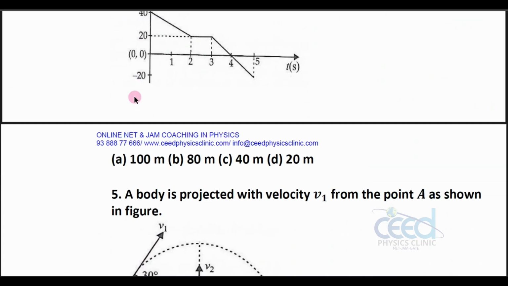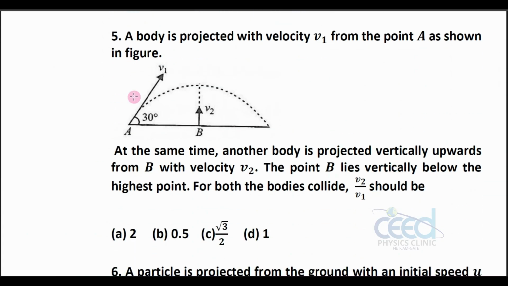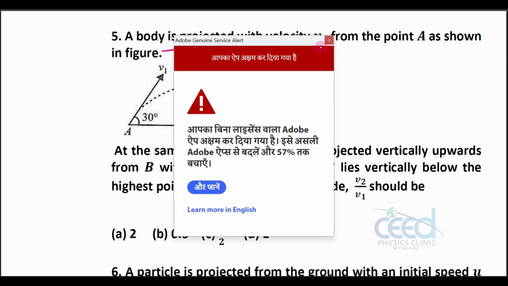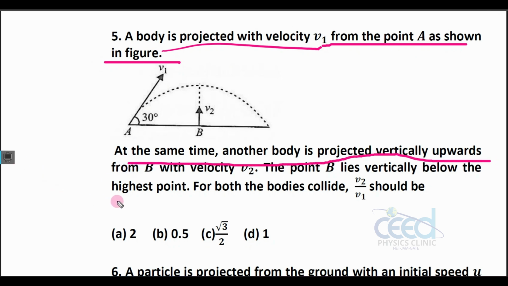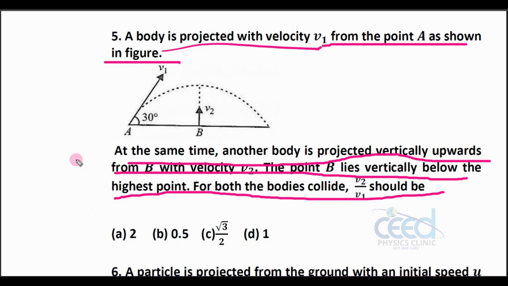All right, now let us go to another question. A body is projected with the velocity v1 from the point A as shown in the figure. At the same time, another body is projected vertically upward from the point B with a velocity v2. The point B lies vertically below the highest point. For both bodies to collide, v2 by v1 is?